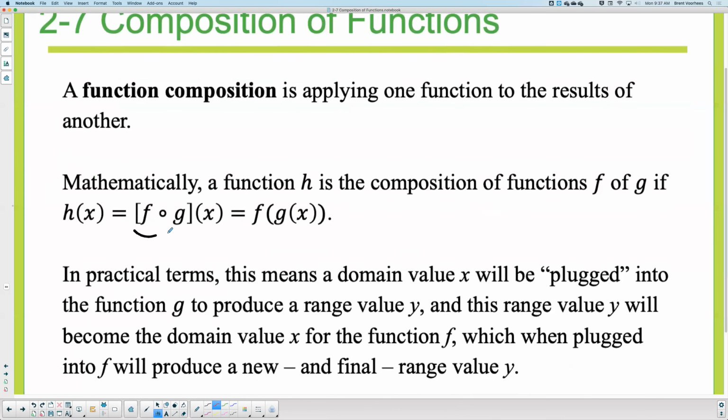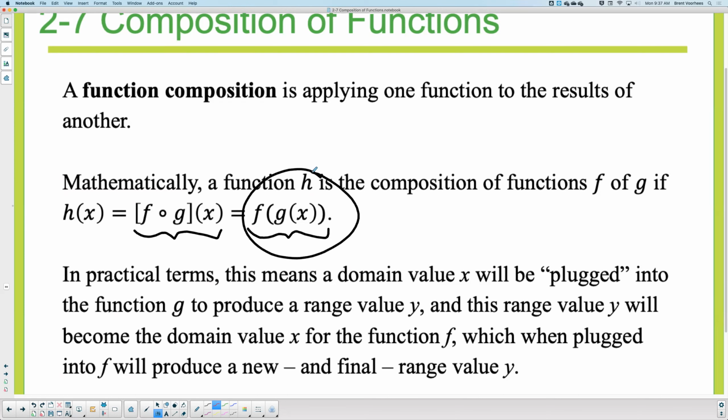Either of these two symbols. You could see it this way, or you could see it this way. They mean the same thing. So PEMDAS question for you. According to PEMDAS, if you're doing order of operations, I want you to focus on this one for a moment, right here. Where would you begin? On the inside or the outside?